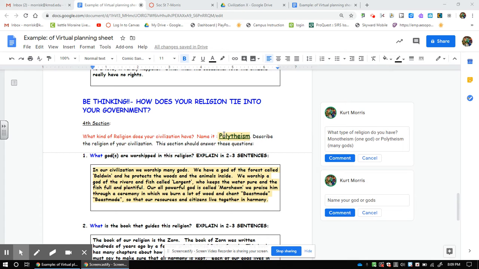So, what kind do we have? Polytheism. As you see over here, polytheism. I want you guys to pick here between a monotheism, one God, and polytheism, many gods. Now, I'm not asking you to say Judaism or Hindu or anything like that. I want you to pick one God or many gods and then play on that theme. Here's my example.